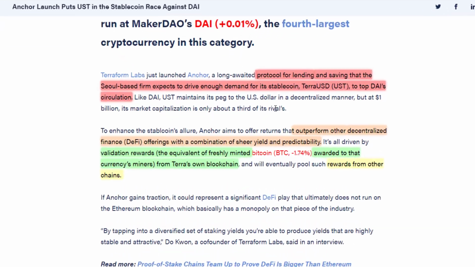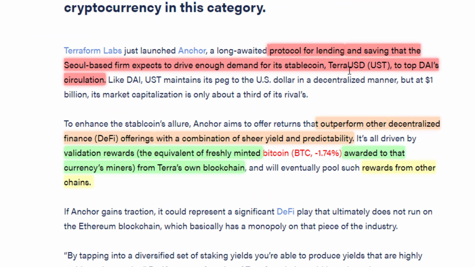And as I mentioned in the intro, their goal is to use this protocol to drive enough demand for its stablecoin UST to top DAI circulation. And in part, how they plan to do this is by making sure that your yield is predictable. A lot of this is going to be driven by the validation rewards that are awarded from the Terra blockchain. So again, that means from staking the Luna token.